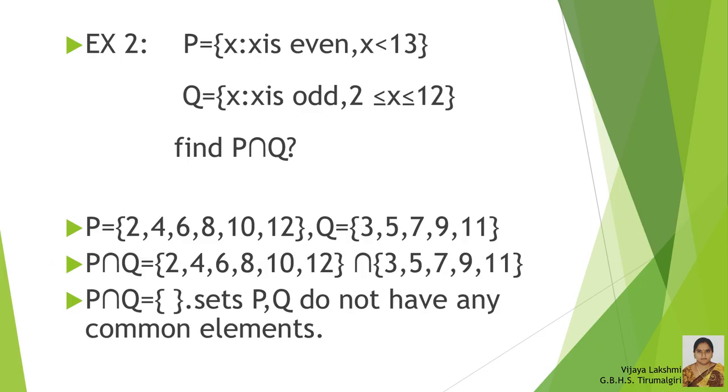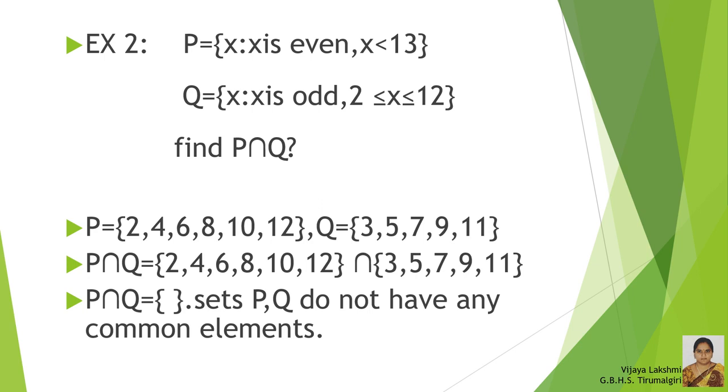Now coming to the second example, P is equal to set of all x such that x is even and x is less than 13. Q is equal to set of all x such that x is odd and x lies between 2 and 12. Find P intersection Q. So now P is given in set builder form, so we write it in roster form.